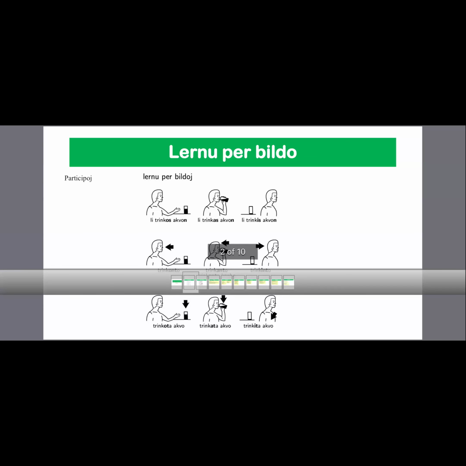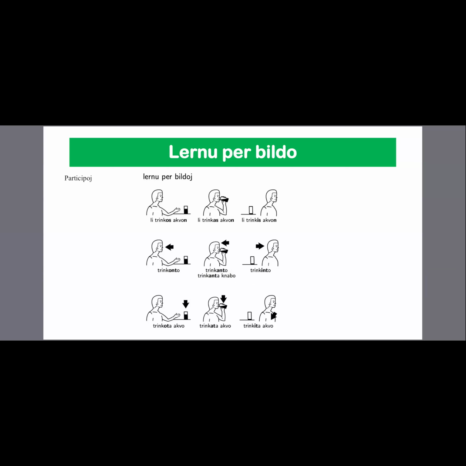But here we see trinkonto, trinkanto. This is the action of someone who is doing this. But if we talk about water, before we were talking about someone, so let's talk about water. Water which will be drunk, how can we say? Trinkota akvo. Akvo which will be drunk. But trinkata akvo is water which is being drunk.